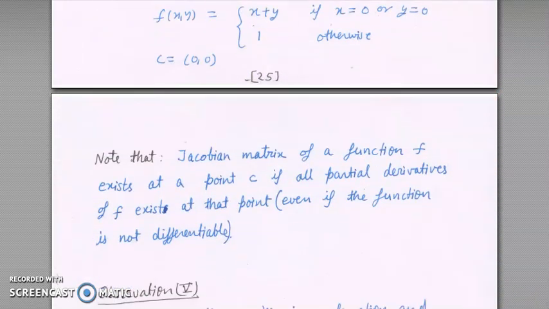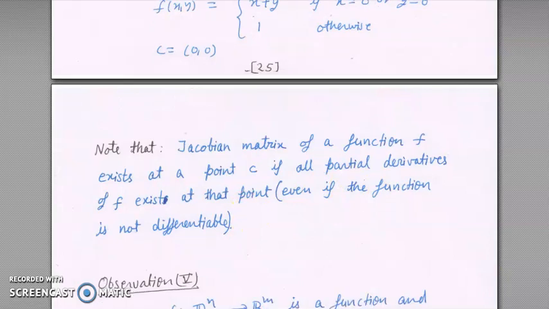Now note one thing: the Jacobian matrix of the function f exists at a point c if all the partial derivatives of f exist at that point. So if all the partial derivatives exist, you can write the Jacobian matrix even if the function is not differentiable, because we have seen that all the partial derivatives existing does not imply that the function is differentiable. So we can write the Jacobian matrix even if the total derivative does not exist.